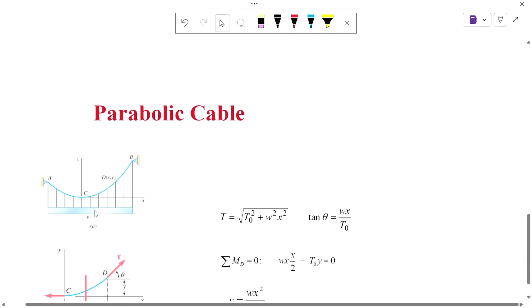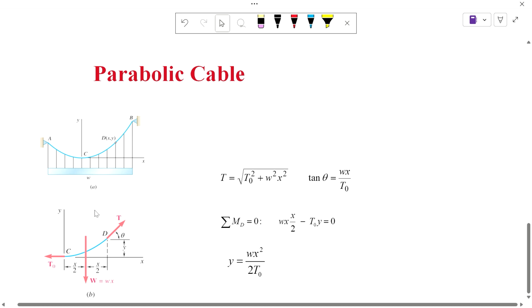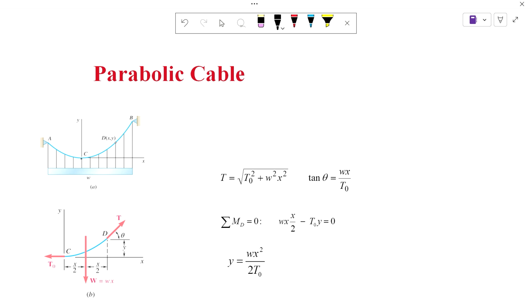So in that case, you have a very specific case, which is the parabolic cable. The parabolic cable is the case we just saw, a specific case where C is the minimum. You specify C as the minimum, so that C is the lower point, where you can have information of your X, Y, and your angle.